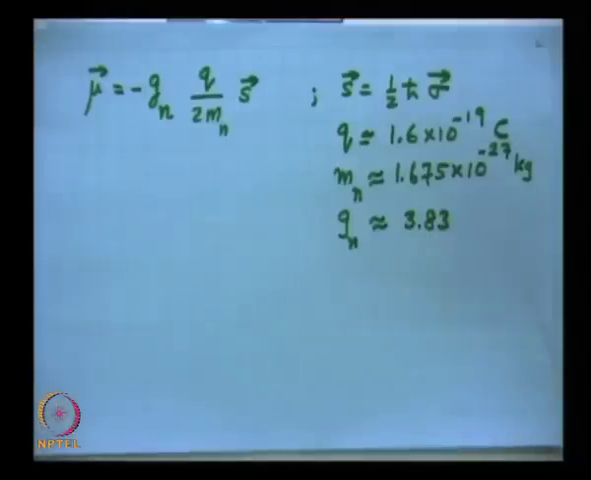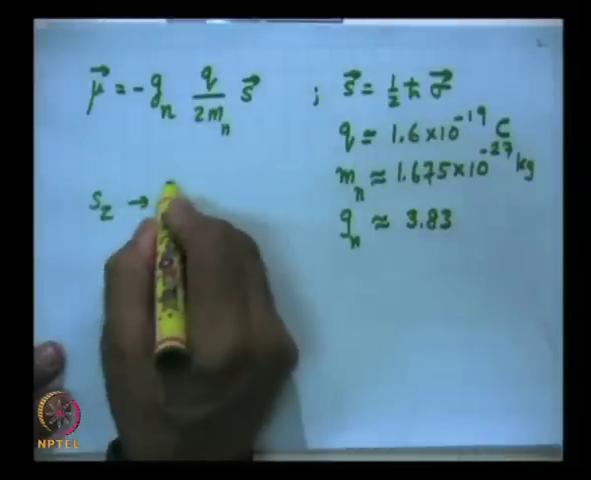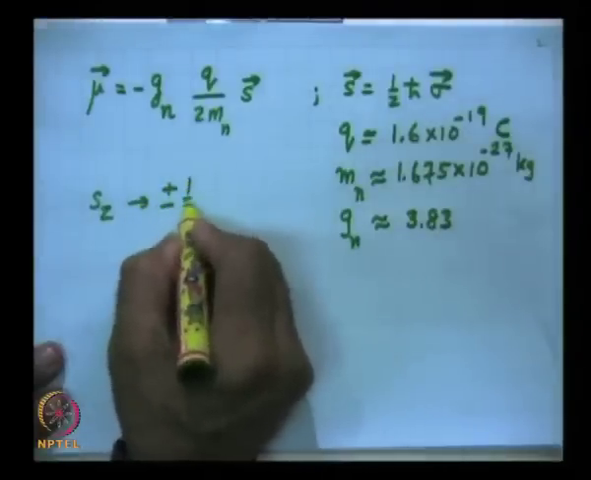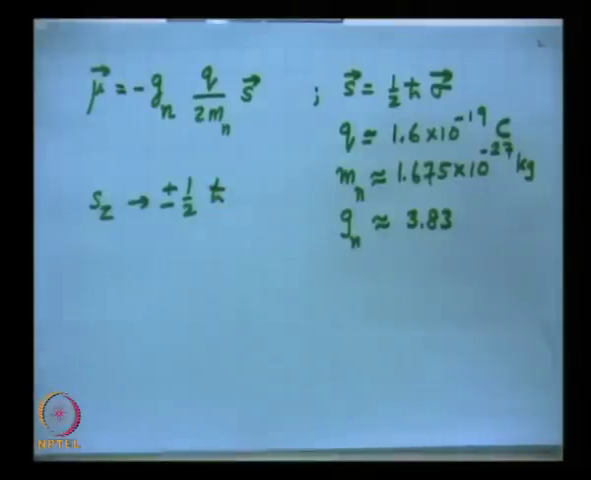What I wanted to emphasize is that even the neutron, which is electrically neutral, has a magnetic moment. And if you make a measurement of this magnetic moment, it has 2 possible values corresponding to Sz having 2 eigenvalues, plus half h cross and minus half h cross.